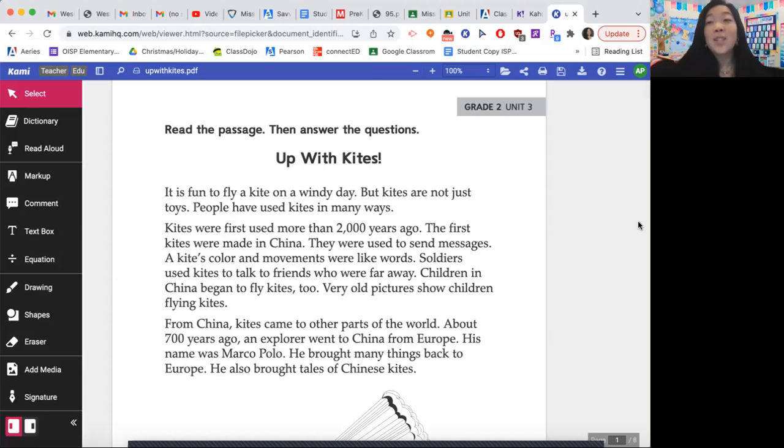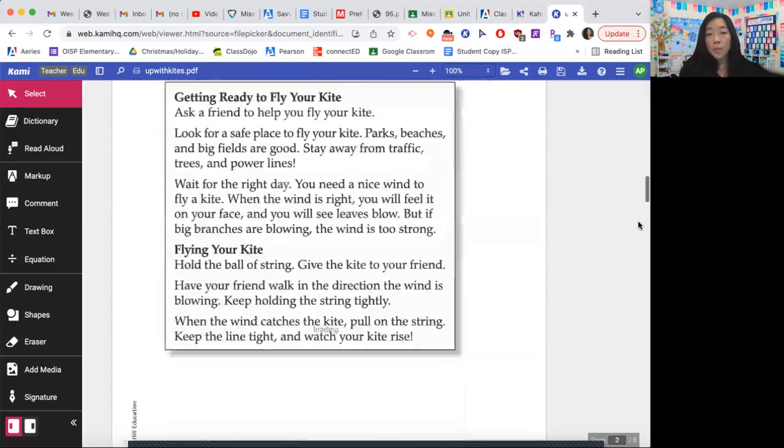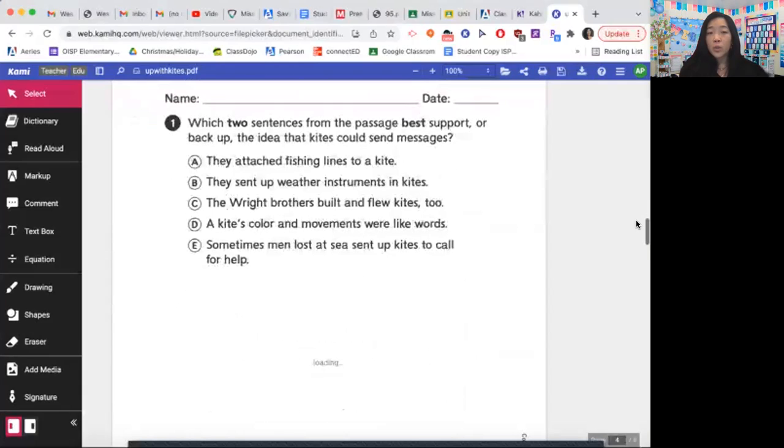All right, so let's go ahead and read our story. The story we're reading today is Up with Kites. Tomorrow, you're going to be reading, I believe, the story of Popcorn. It's going to be a similar style of story with similar questions. We're going to review your comprehension skills and strategies for this week.